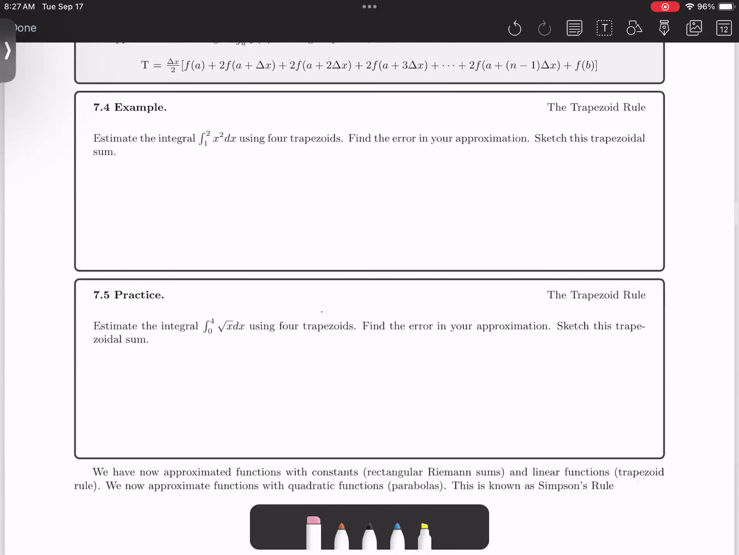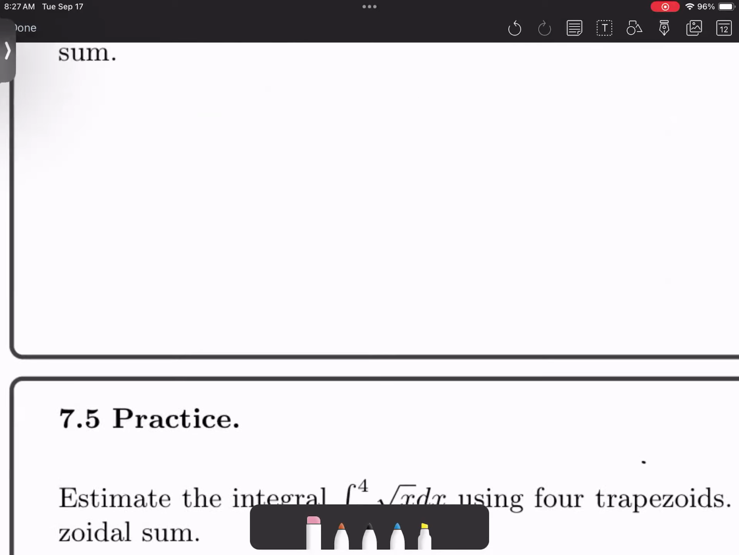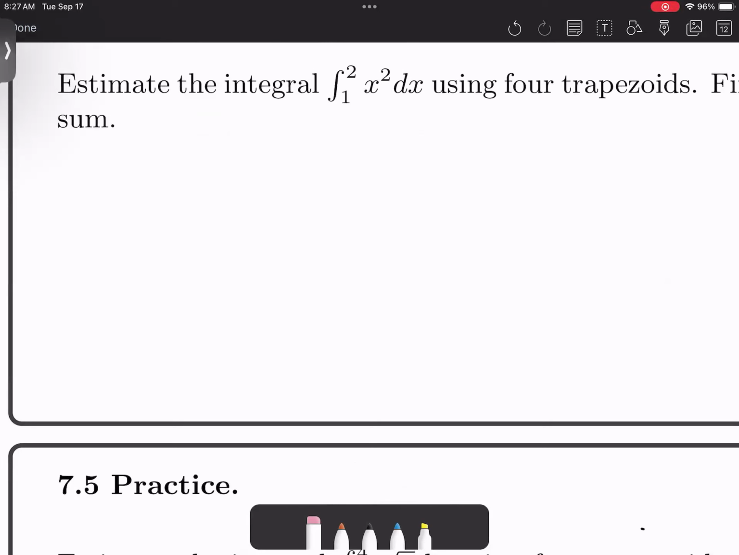Example 7.4 is going to show us how to approximate a definite integral using trapezoids. So this is going to be a much better approximation than just Riemann sums. If we review real quickly, if I have a function that I'm approximating with a Riemann sum, I just approximate it with a constant, with just a rectangle. So that's not really that good of an approximation because we have all of this error.